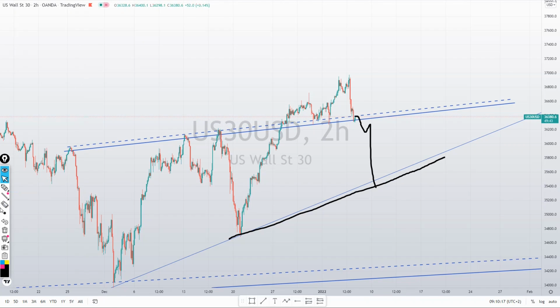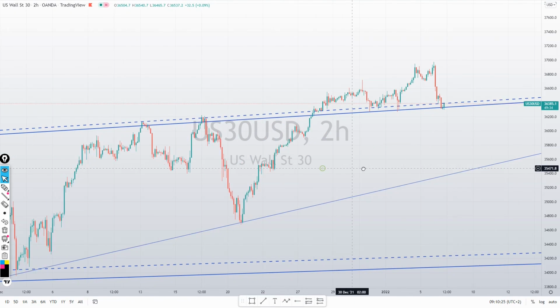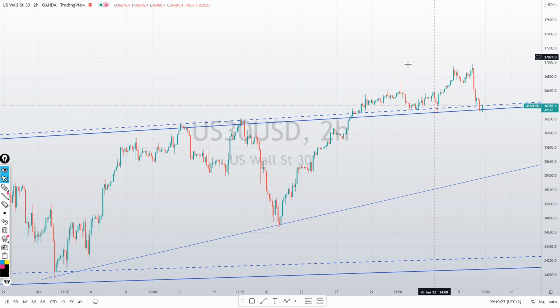What we see is that the market is trying to respect our support area. So it means we need to focus on that. For now, we need to focus on that. I hope you understand that. So let's move to the next one.